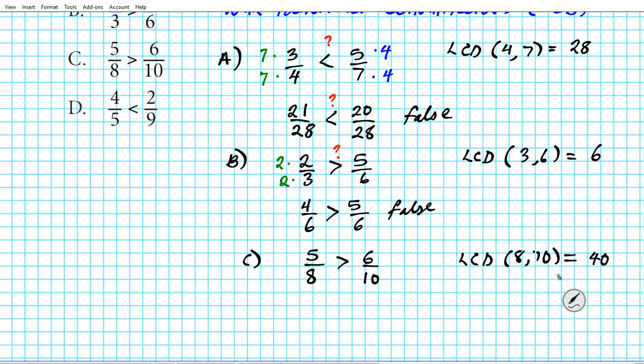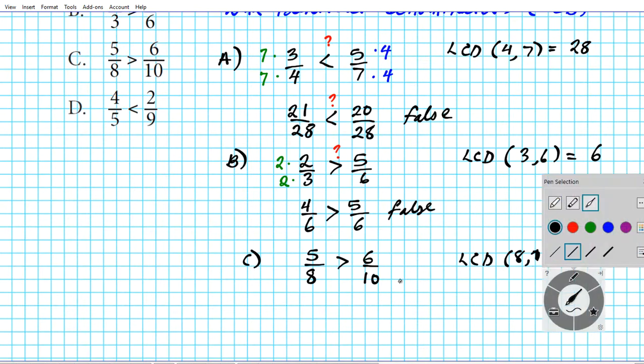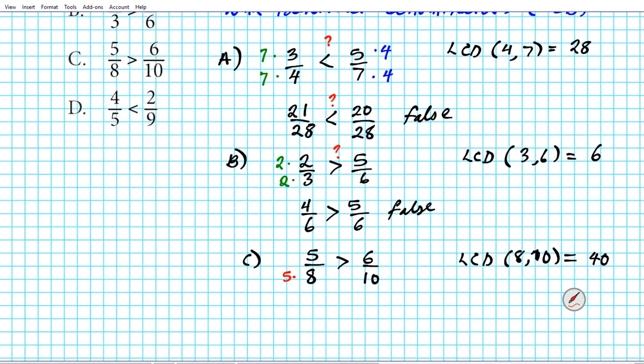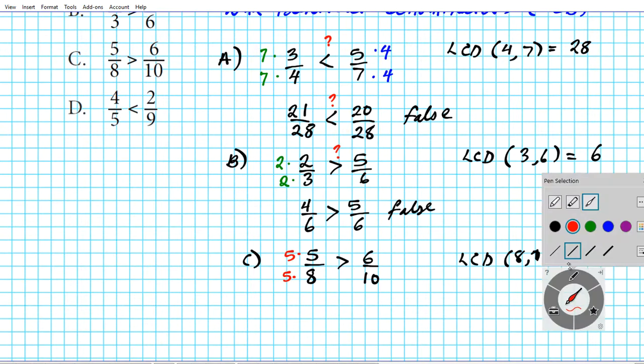If you use 80, for example, that still works. Okay, so that is not the LCD, but it still works. Now let's convert both of them to equivalent fractions with 40 as the denominator. So times this by 5 top and bottom. That will give us 25 over 40.